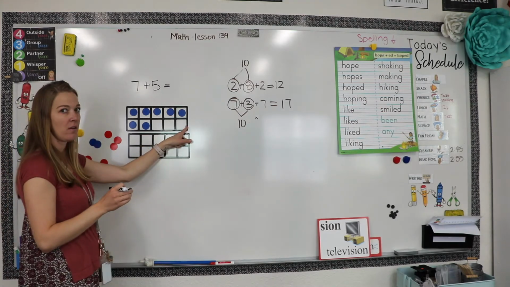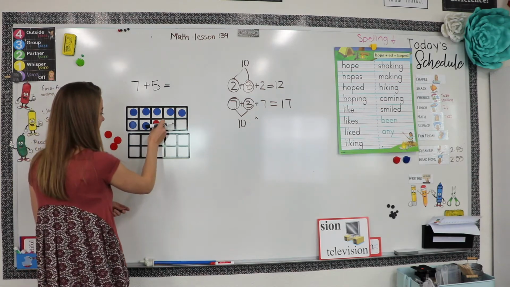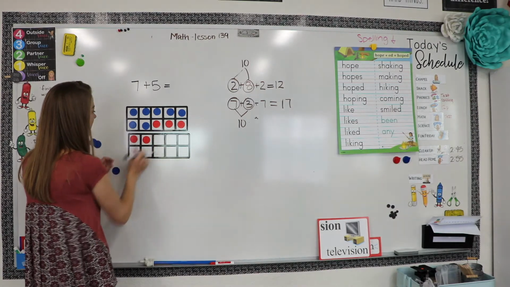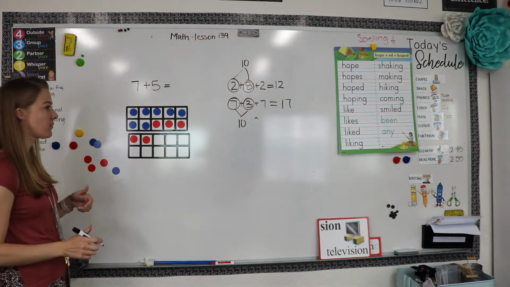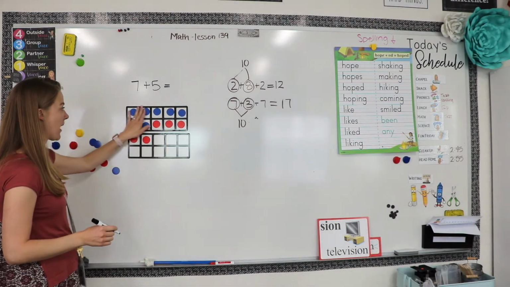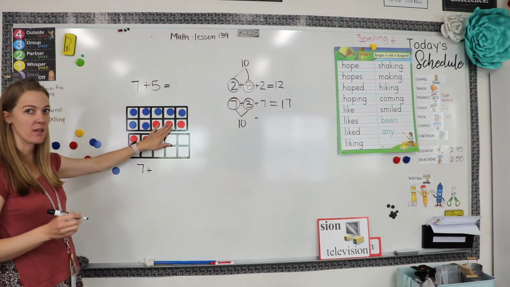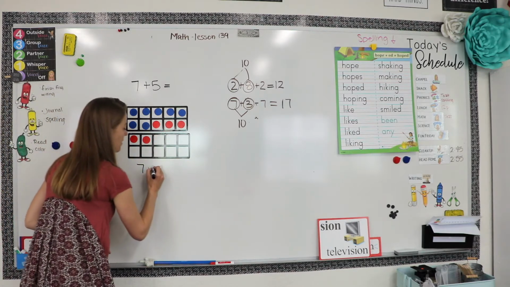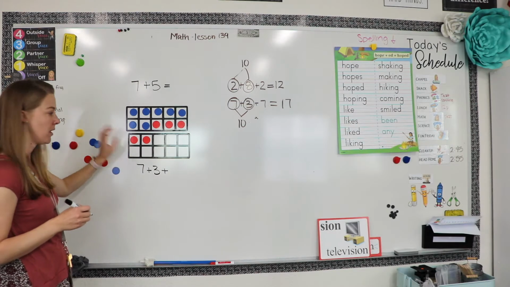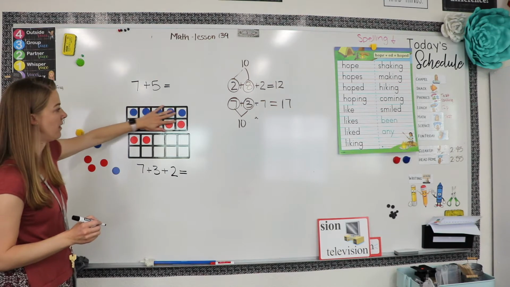Now is this filled? No. So what do I need to do? I need to add my red dot to the first 10 frame till it's filled. There's 1, 2, 3, 4, and 5. All right. So if I'm going to write this with 3 add-ins, I'm going to write all the blue ones. So that's 7 plus, how many red ones are in the first frame? 1, 2, and 3. Plus, how many are in the bottom 10 frame? 2.